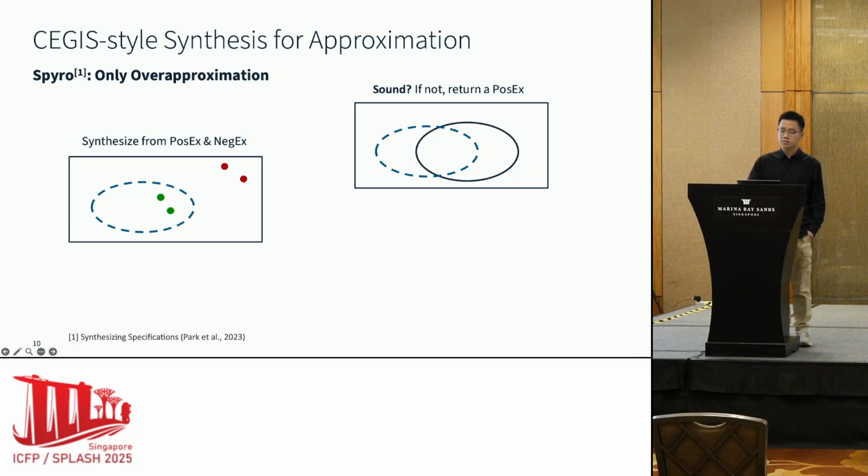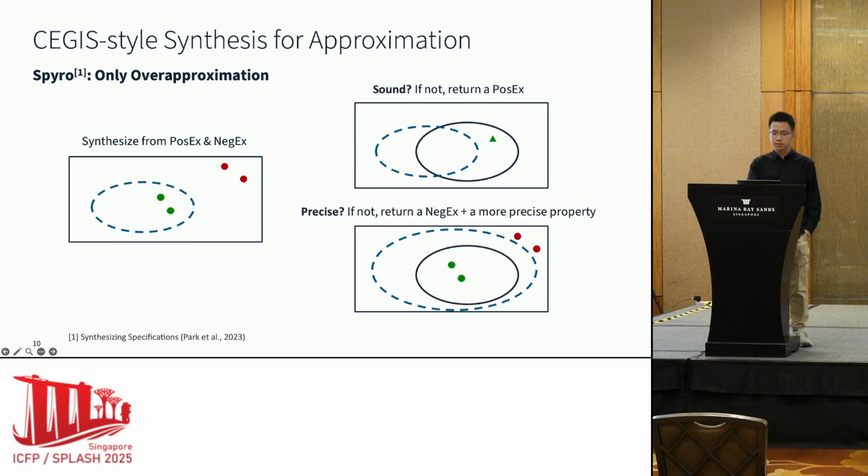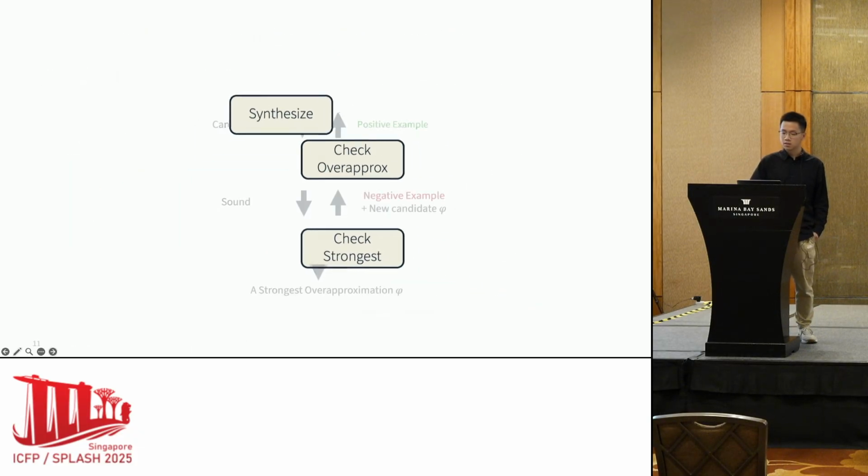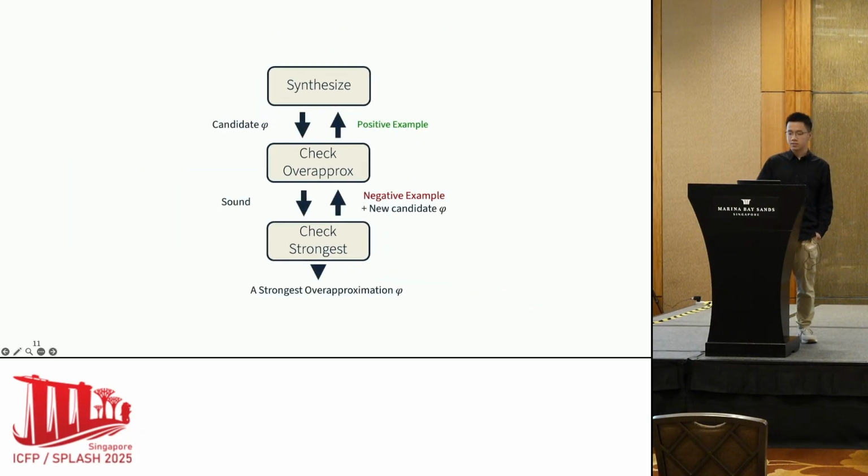If the property is unsound, the solver will return a new positive example. If it passes the soundness check, we then need to check precision. If it is not precise enough, the solver returns a new negative example together with a more precise property. By iterating through these three primitives, which we call synthesize, check over-approximation, and check strongest, we will eventually obtain a sound and precise over-approximation of the program.